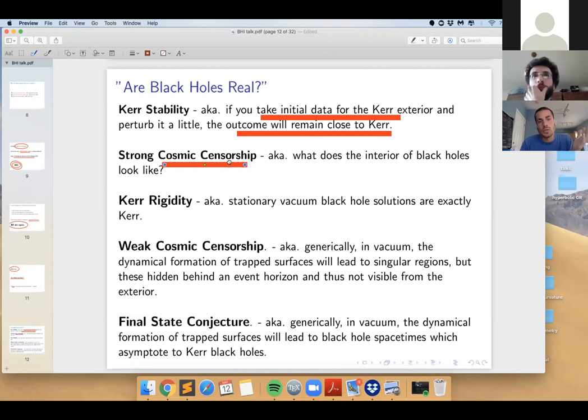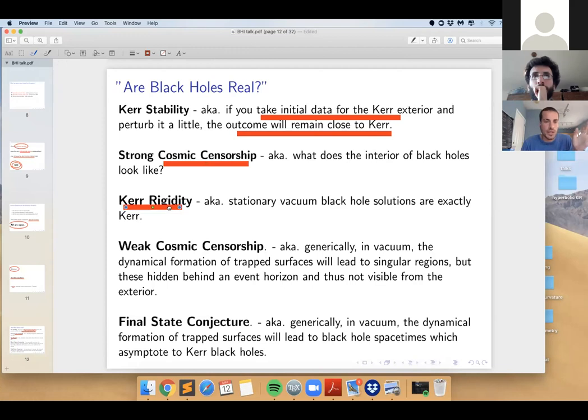Another question is strong cosmic censorship, right? Which, in the modern formulation of what goes on here, really boils down to saying, what do the interiors of black holes look like, right? Are they more like the Kerr solution? Are they more like Schwarzschild? Do they have singularities? Are they crushing? Are they this? Are they that? Etc. This won't feature in the talk.